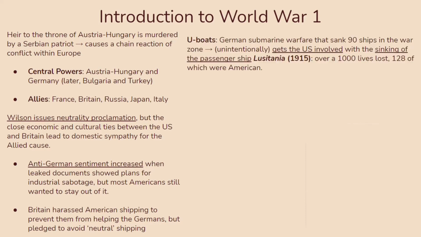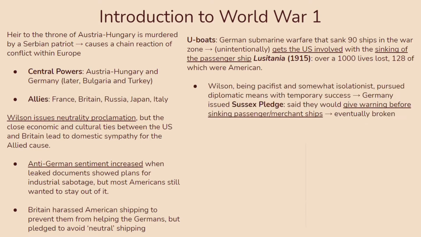But the war really starts to heat up when U-boats get involved, and this was essentially German submarine warfare that sank 90 ships in the war zone. In fact, they unintentionally get the US involved with the sinking of a passenger ship known as the Lusitania in 1915. Over 1,000 lives were lost, 128 of which were American. So this is definitely one point that's sort of pushing America closer towards getting involved in World War I.